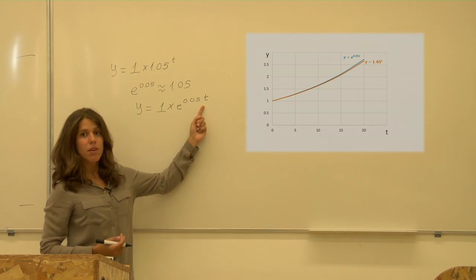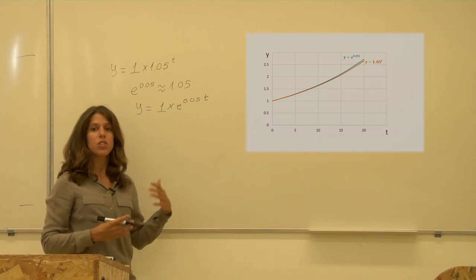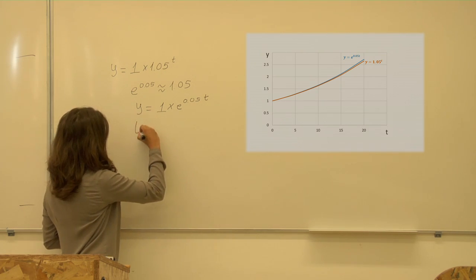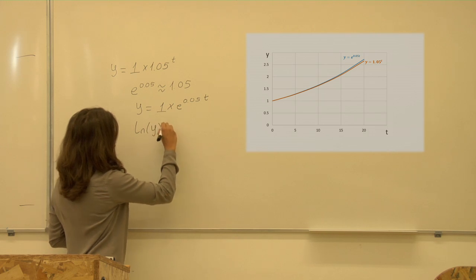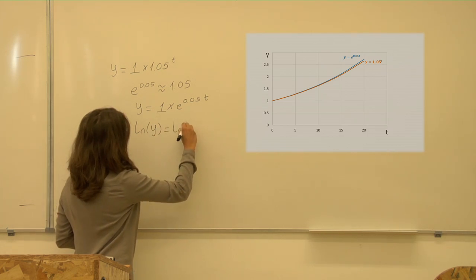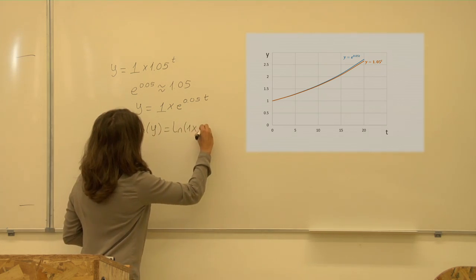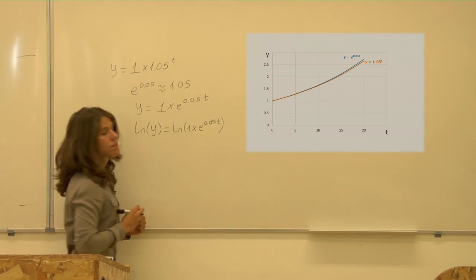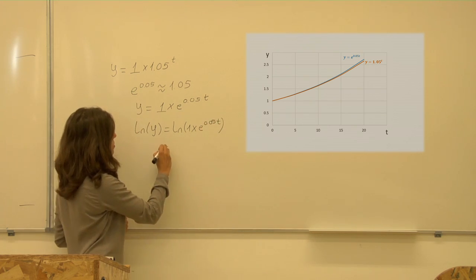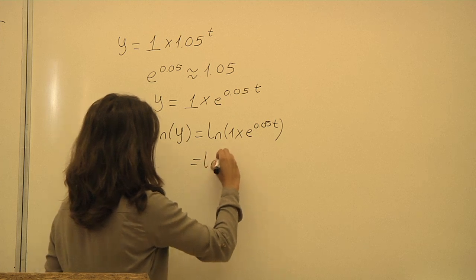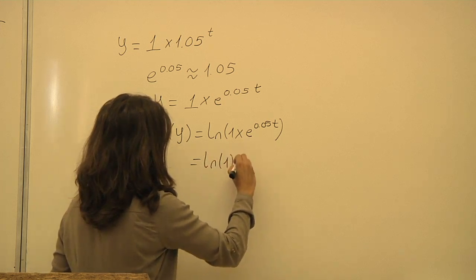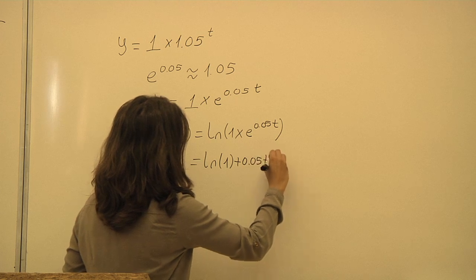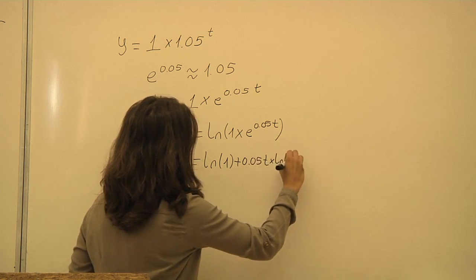Now, imagine that instead of calculating the value that you will have in the future, you want to check what is the time that you have to wait until you achieve a certain value. In order to do that, you apply the log to both sides of the equation. Right? Now, using the properties of the log, you know that this is equal to log of 1 plus 0.05 t times log of e.